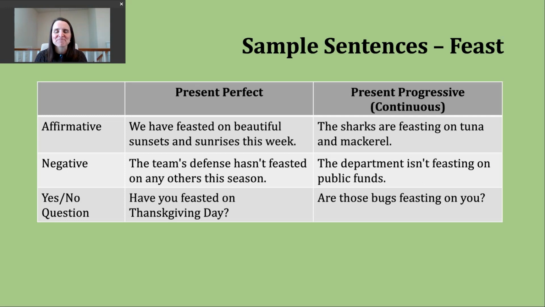beautiful pinks and purples in the sky. Now, if you want to make a negative present perfect sentence, just insert not after have or has. And then we're going to use that participle form of the verb. An example of this might be, the team's defense hasn't feasted on any others this season.